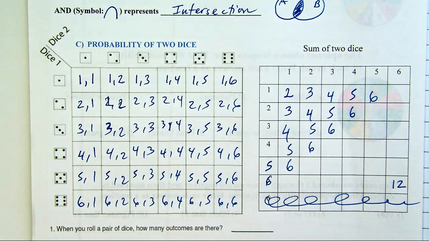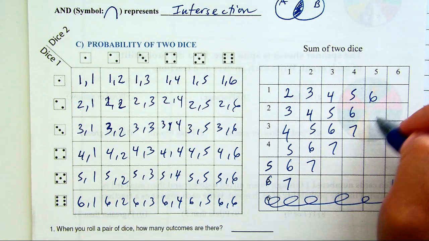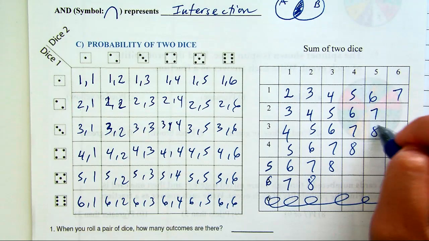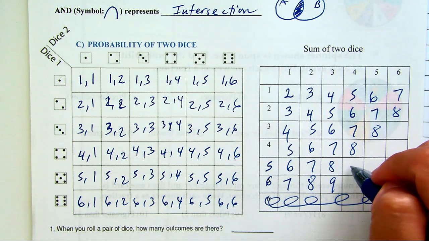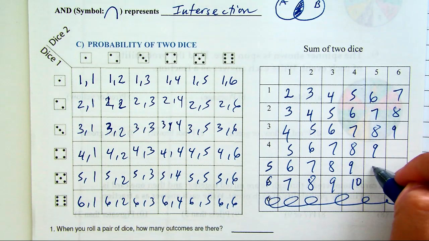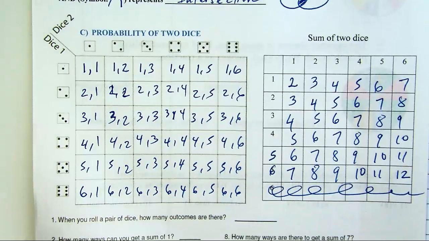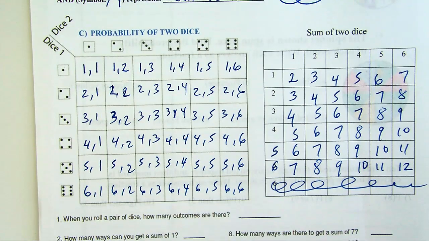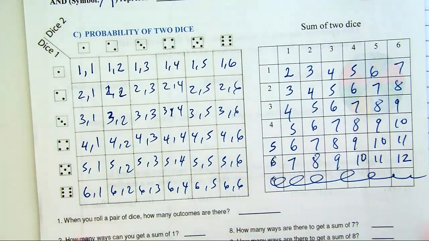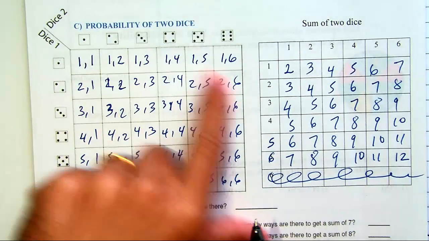Right. Then you have 7, 7, 7, 7, 7, 7, 8, 8, 9, 9, 9, 9, 10, 10, 10, and 11, 11, and then 12. There you go. So if you have the dice at home, you can try to roll and see if it's going to work out. So when you have 2 dice, the number of outcomes will be 36, right?